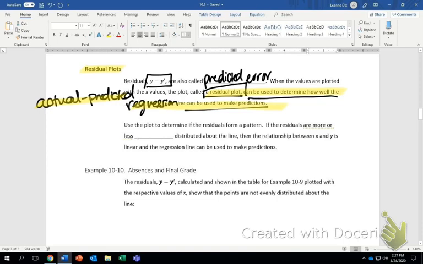So what are you looking for with a residual plot? If you can use a residual plot to determine how well a regression line is to make predictions, well then, what are you looking for? Well, you are looking for your points, or your scatter plot, if you will, to be evenly distributed about your line. All right, and I'll highlight it, if the residuals are more or less evenly distributed around the line. Okay, that is what you're looking for.